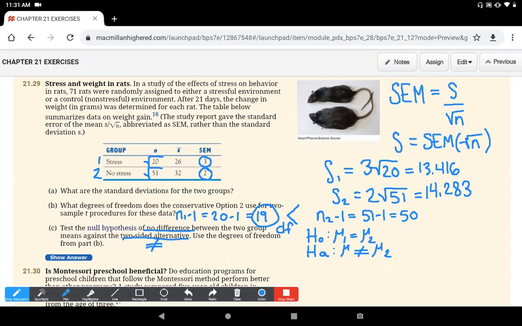Let's see, we need our t score. So let's look at finding the standard error for the difference in means, which is S1 squared divided by n1 plus S2 squared divided by n2, square rooted, right? And that is approximately 3.605.